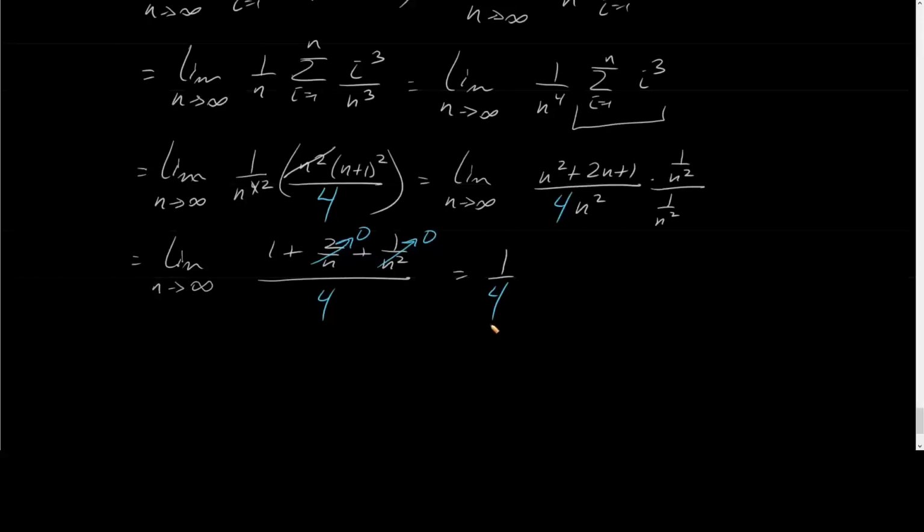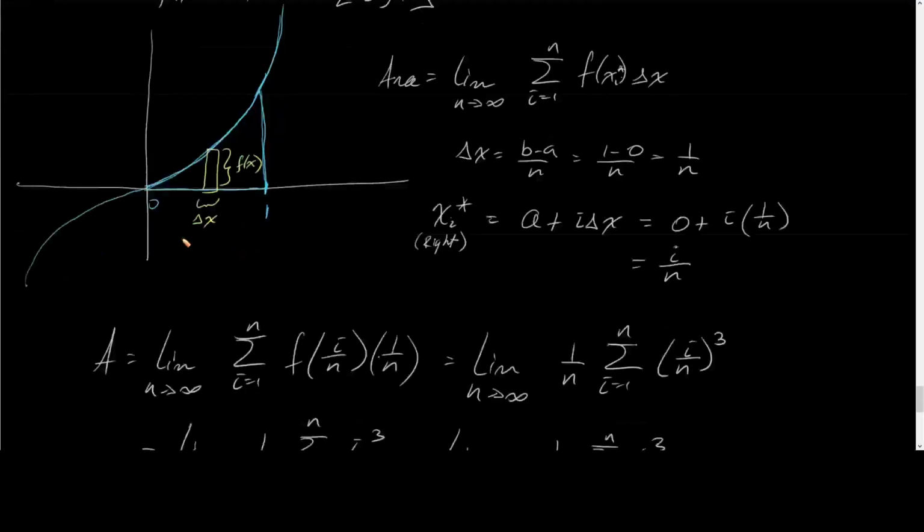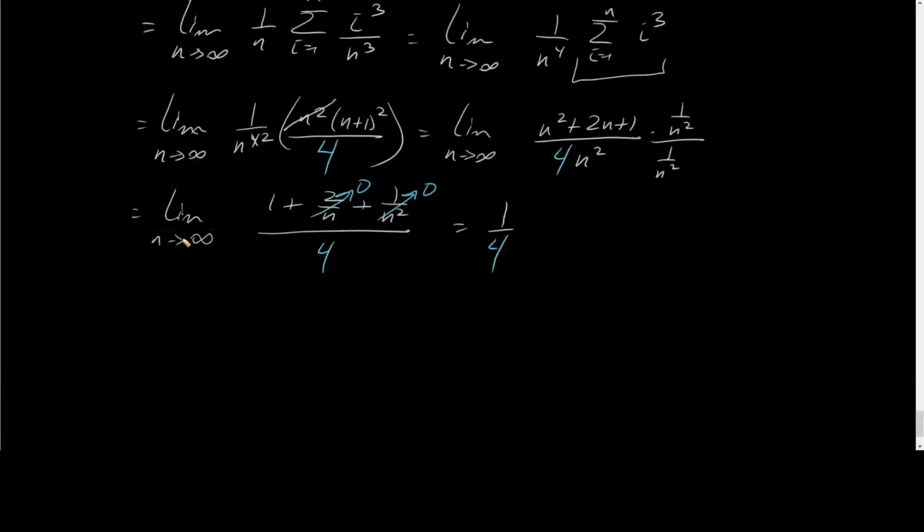So the area is 1/4. The process was correct. I just used a slightly wrong formula. It's over 4, not over 2. All right, so there we go. We find the total area there, the area of that wedge there. All right, 1/4. Now, let's do another example.